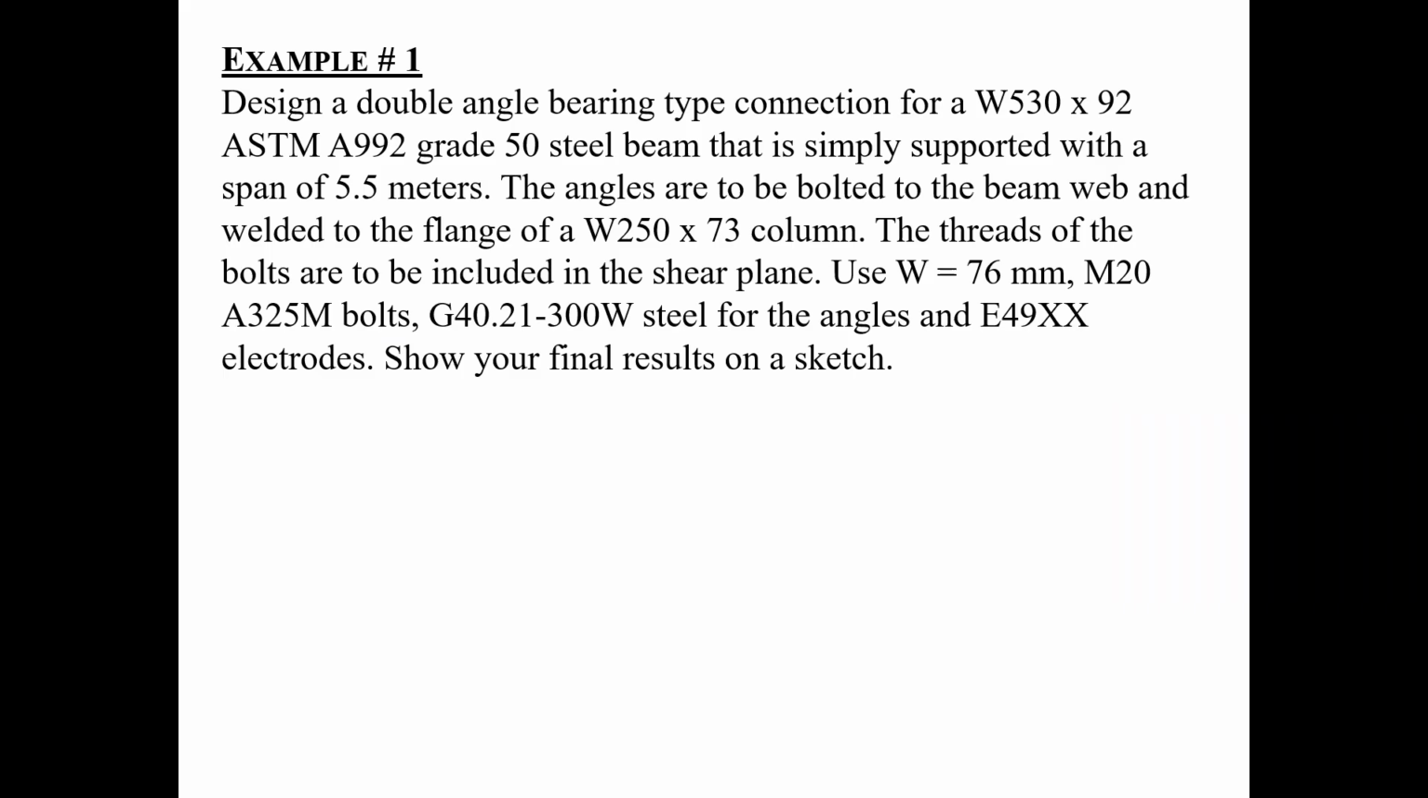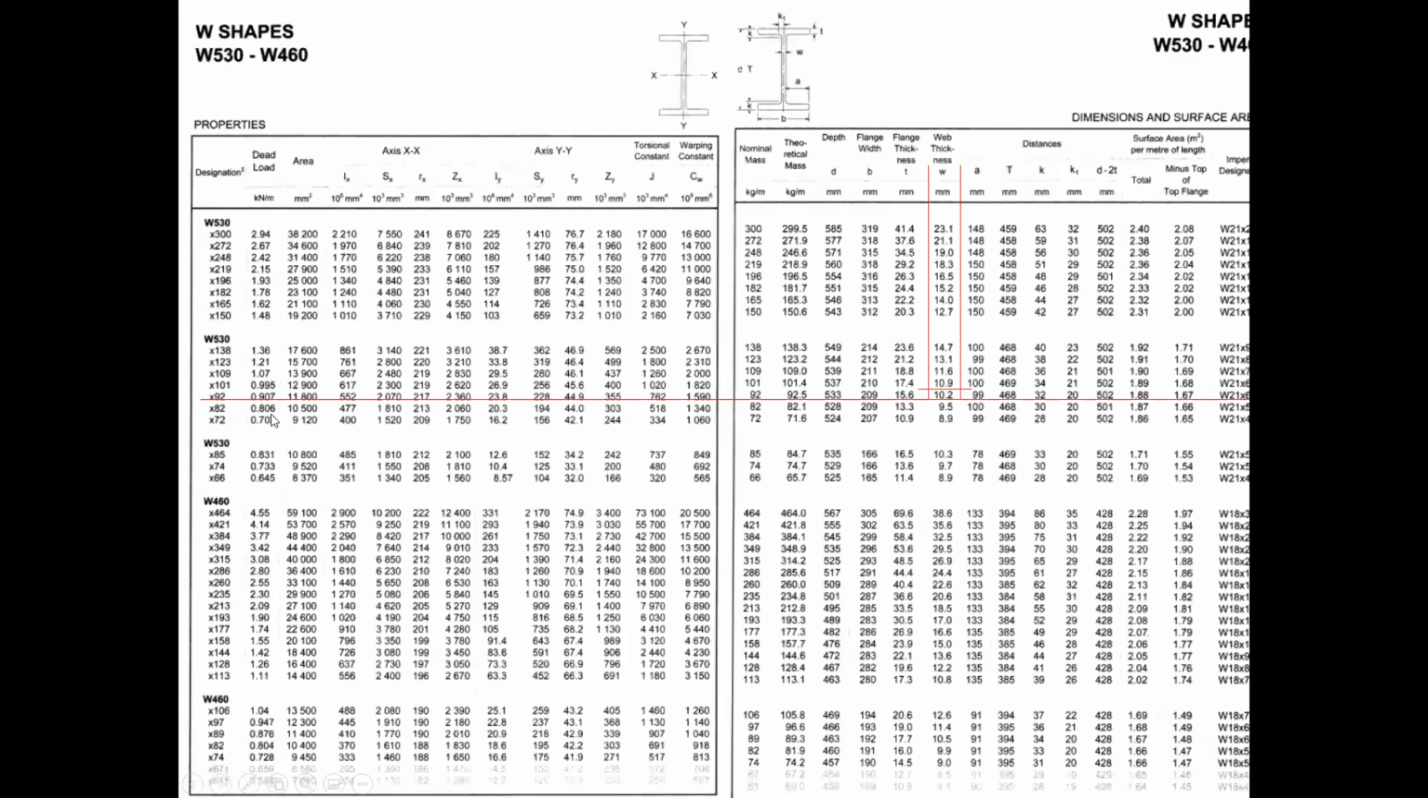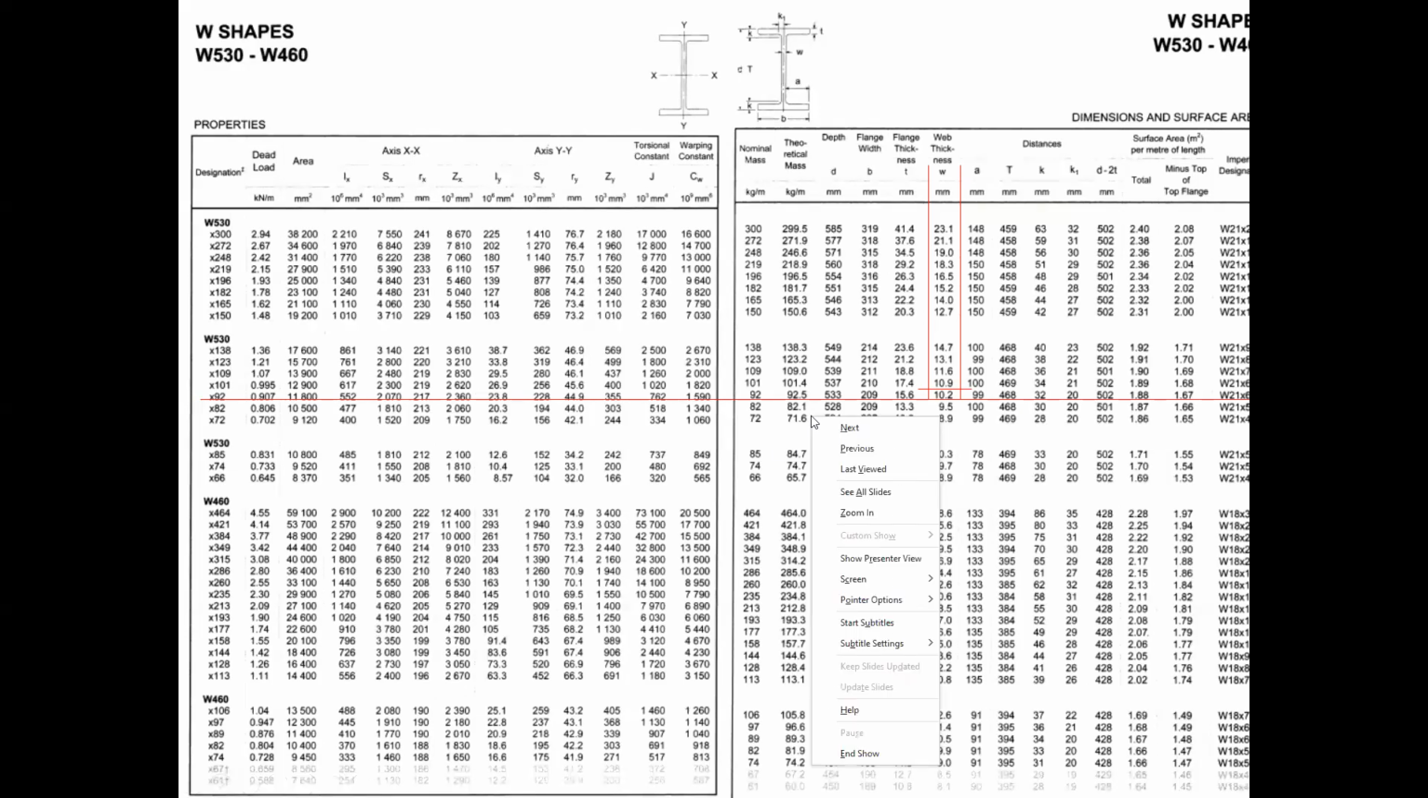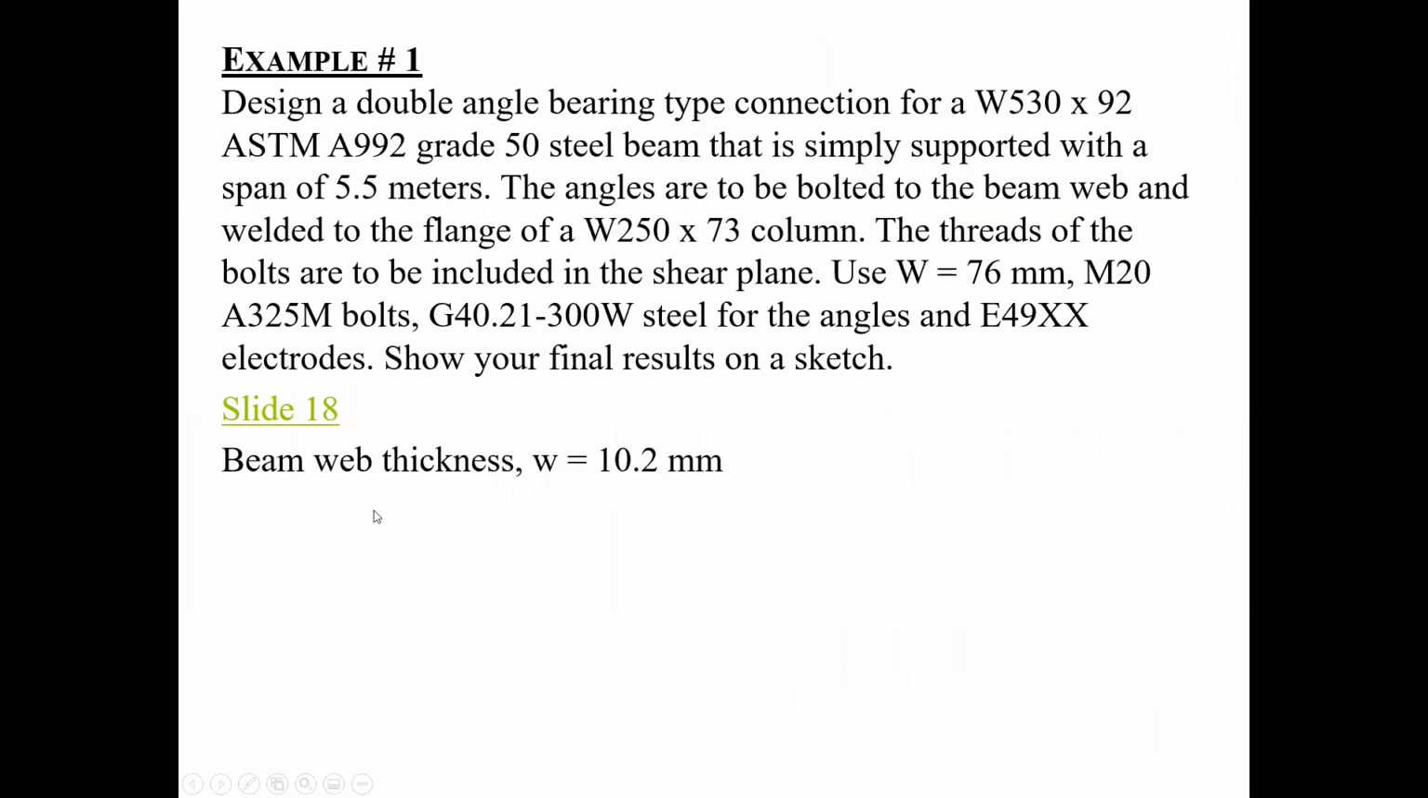So the first thing I need to do is, of course, go look at some information I'm going to need to verify the values in the table. So one of the first things I'm going to do is look for the W530 by 92. I'm really interested in the thickness of the web, because this is going to tell me what is the thickness of the material required for the connection to work. And therefore here I have a thickness of 10.2 millimeters. So that's where I get the thickness of my web. So I need to know W, the thickness of the web. So I go for the web thickness of 10.2 millimeters, okay?